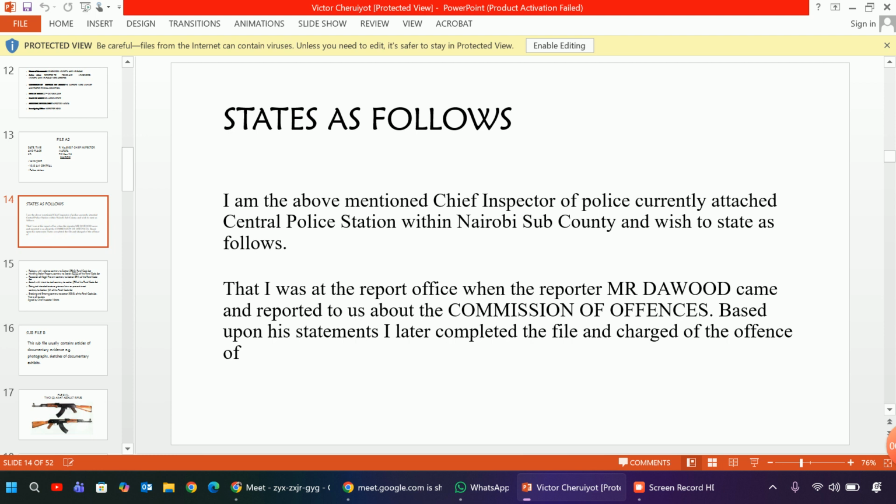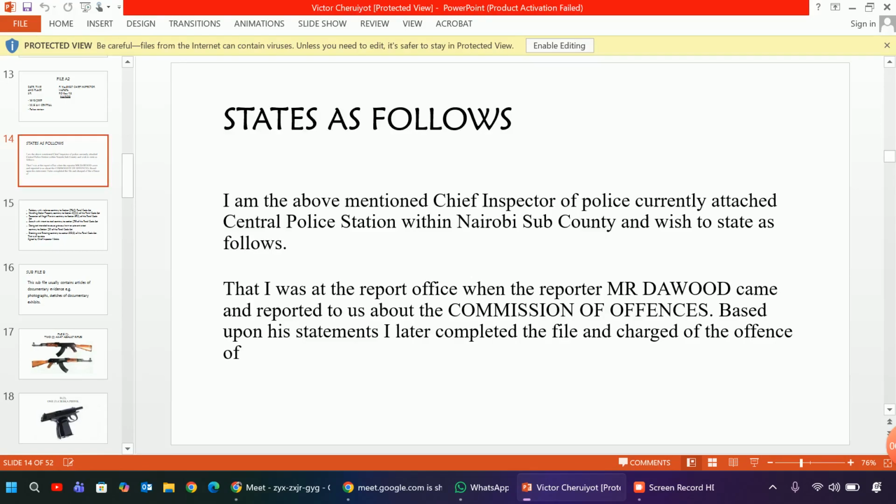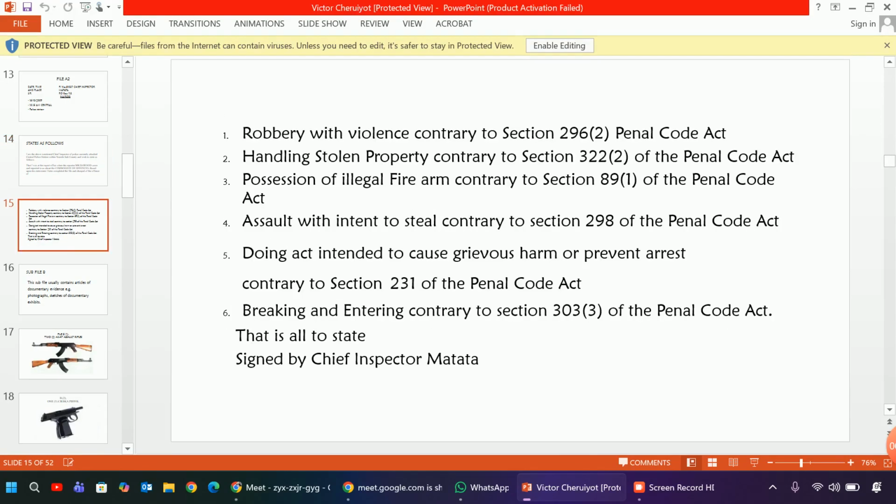Now, this is the further report which this person wrote, and this person placed that in subfile A2. Next. So, the further report was that the robbery with violence, contrary to section 296(2) of the Penal Code. So all this which is being described there are the further reports on what was received.